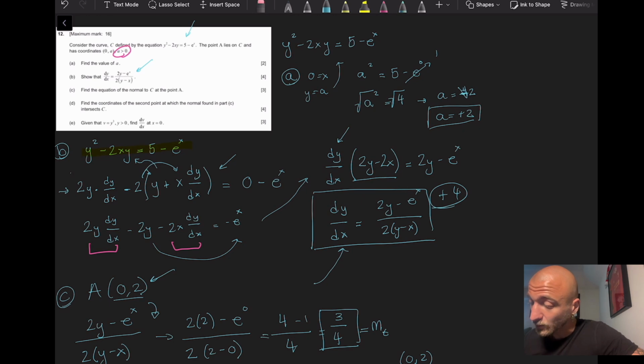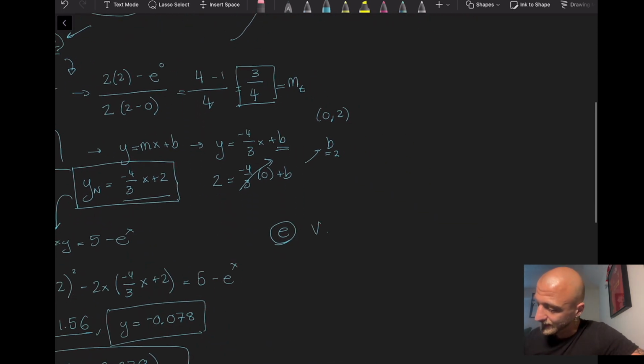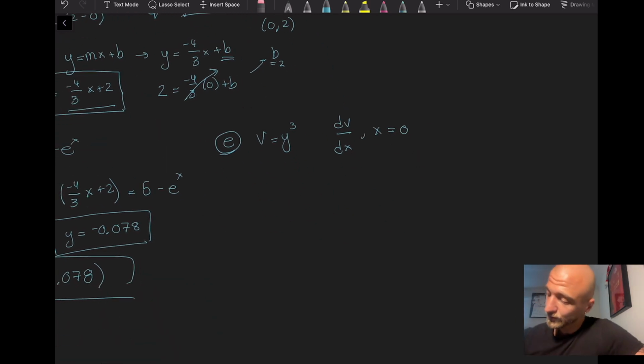Given that v is equal to y cubed, find dv dx at x equals 0. So given that v is equal to y cubed, we're looking for dv dx evaluated at x equals 0. Okay, to get this, we're going to use implicit differentiation again. The expression for dv dx is the same as taking the derivative with respect to x of y cubed. Okay, let's use our implicit differentiation and chain rules.